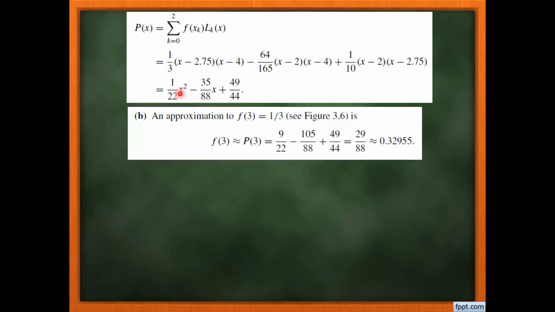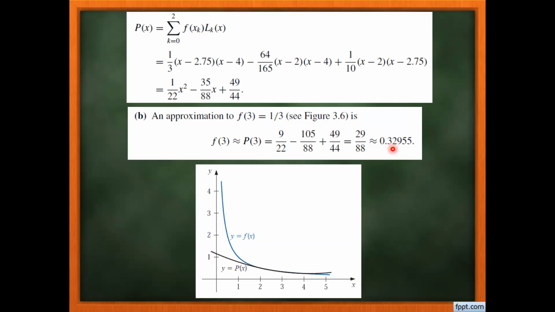Now, if we substitute x equal to 3 in our polynomial, what we are getting is 0.32955. And as we all know, 1 by 3 is a non-terminating fraction, 0.333333. So we can observe that we are coming close to 2 decimal points. So we are able to achieve some accuracy. And let's see graphically, and then we will discuss whether we are able to do better than the Taylor polynomial or not.